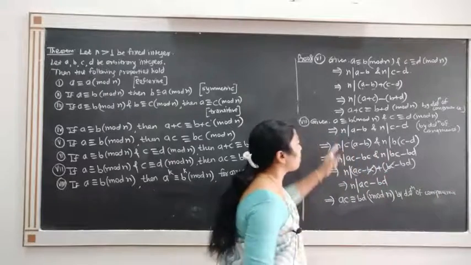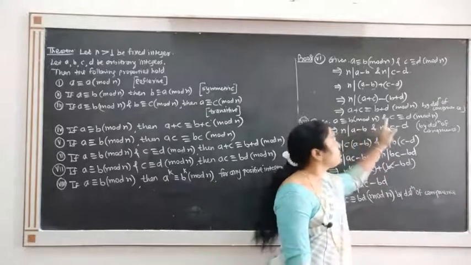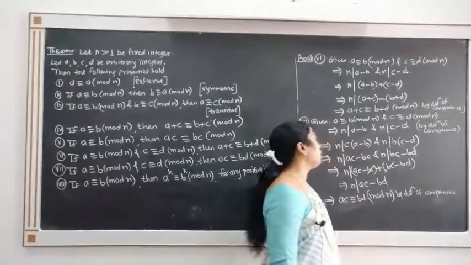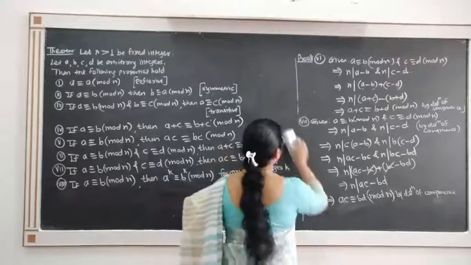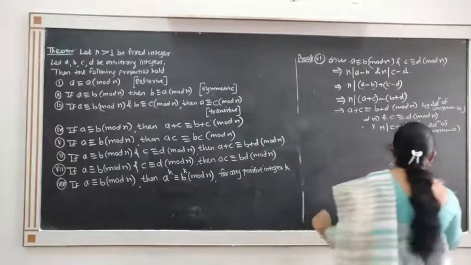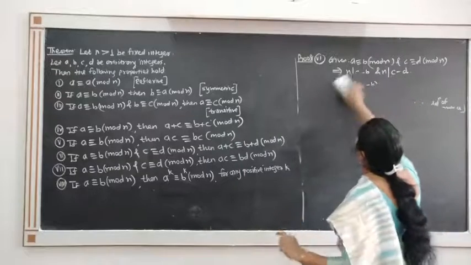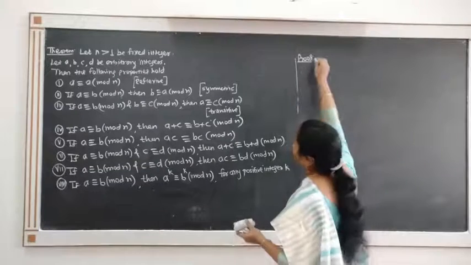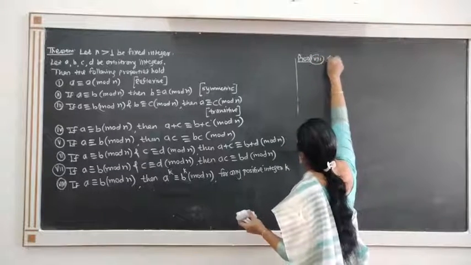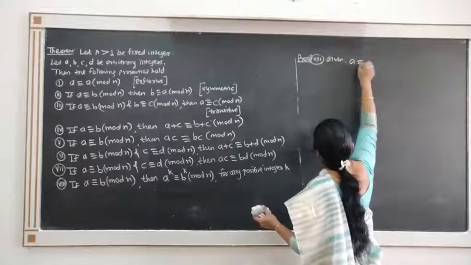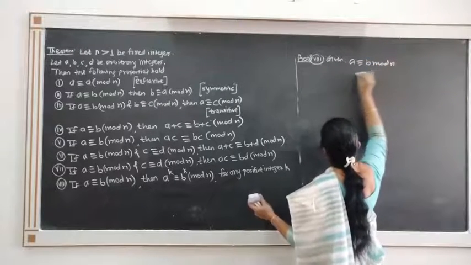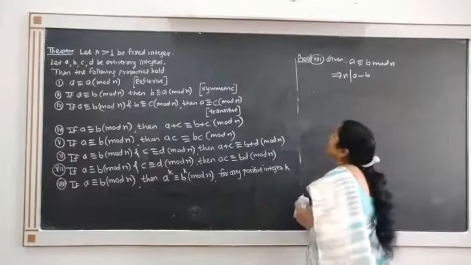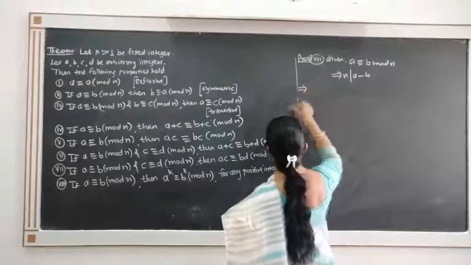So observe that if A is congruent to B mod N and C is congruent to D mod N, then AC is congruent to BD mod N. The last part: if it is given that A is congruent to B mod N, this implies that N divides A minus B by definition of congruence.